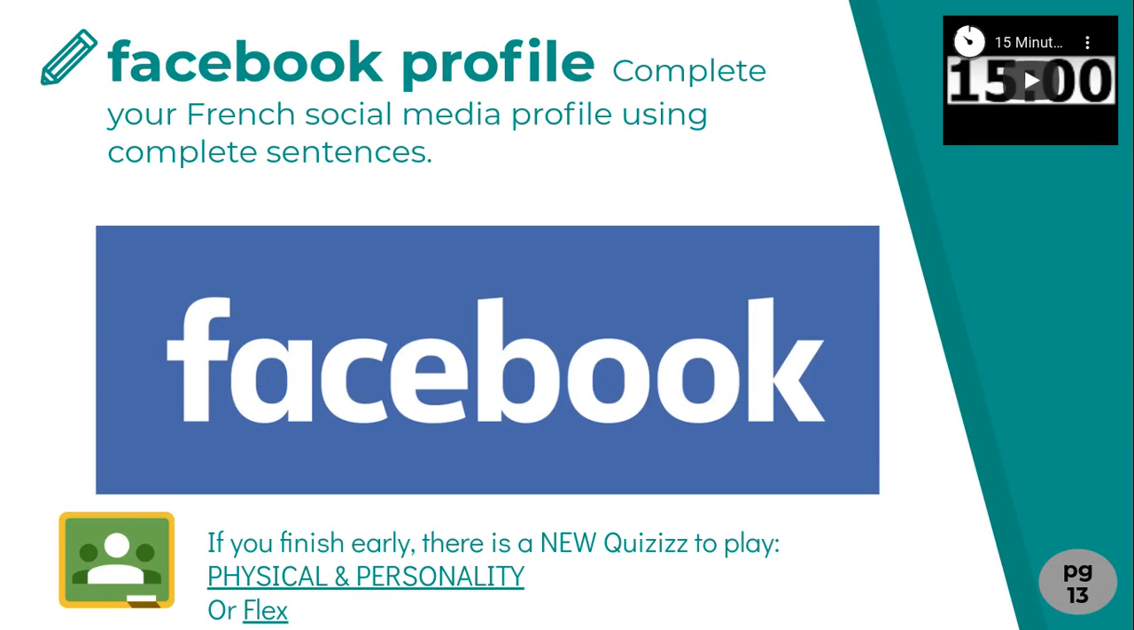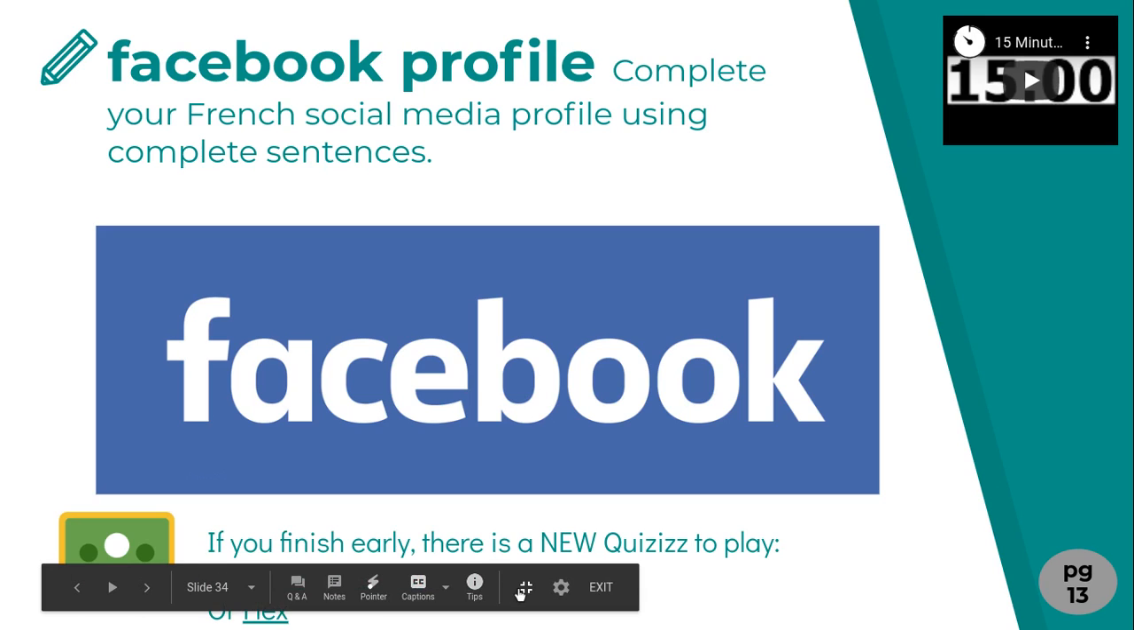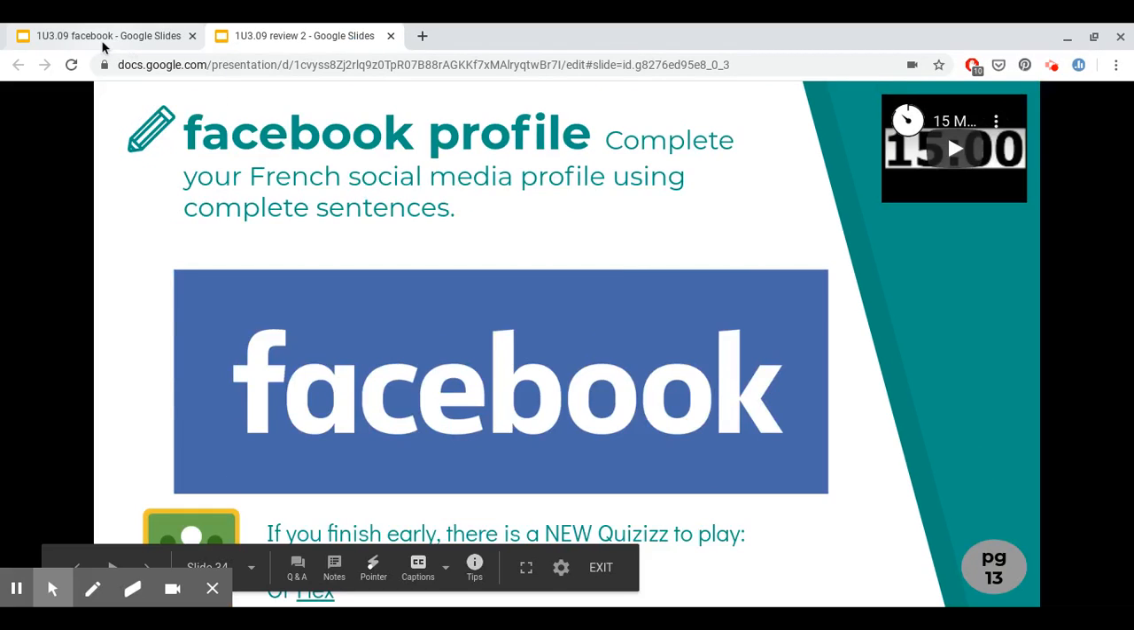Alors, tournez à la page 13, s'il vous plaît. Tournez à la page 13. 1, 2, 3, 4, 5, 6, 7, 8, 9, 10, 11, 12, 13. Tournez à la page 13, s'il vous plaît. Okay, you have in front of you a Facebook profile. So I need you to complete your French social media profile using complete sentences. Now let me show you what it looks like. For some of you, you have this digital version. For the rest, you have the paper copy in your packet.